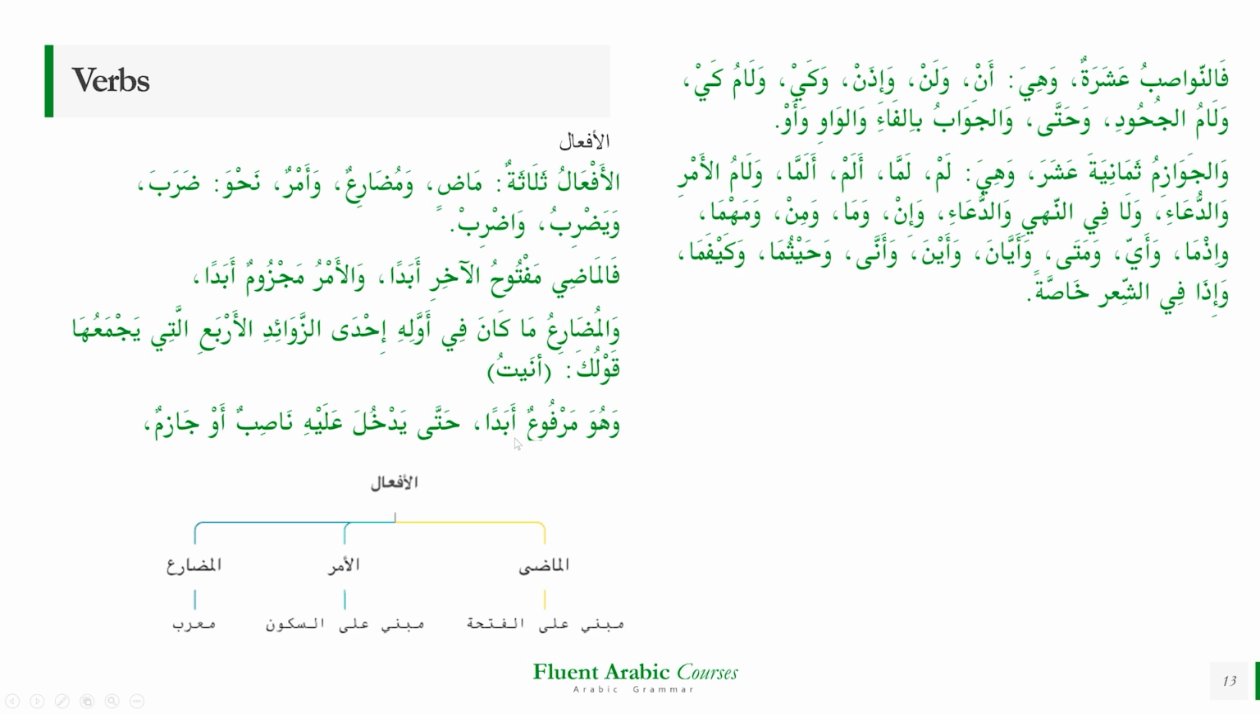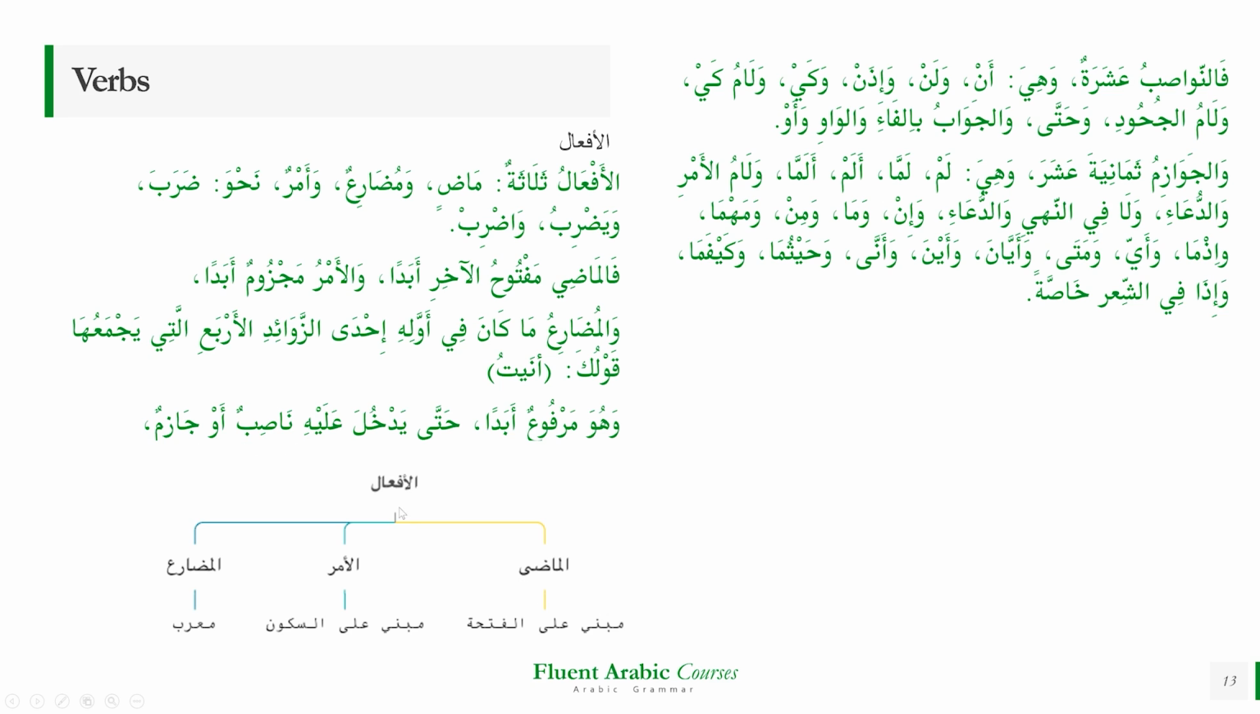وَهُوَ مَرْفُوعٌ أَبَدًا. And this is the i'rab of the verb. It is always in the state of rafa. The fi'al al-mudari', the present tense verb, is always in the state of rafa, unless حتى يدخل عليه ناصب أو جازم, unless a particle of nasb or a particle of jazm enters upon it.